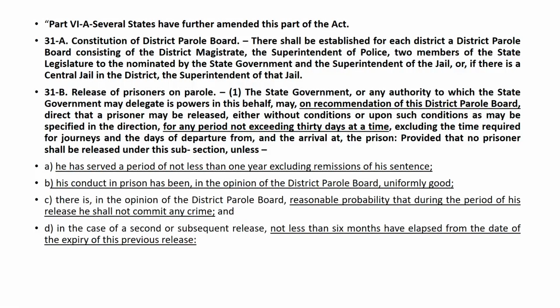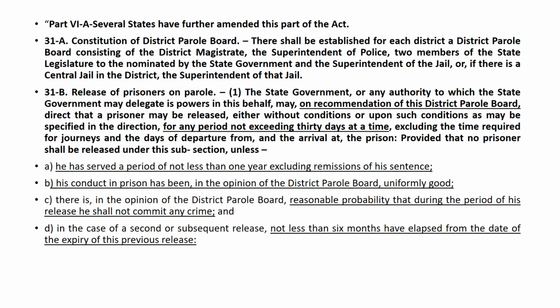And what is being stated here in section 31A is that there shall be established for each district a district parole board consisting of the district magistrate, superintendent of police, 2 members of the state legislature to be nominated by the state government, and the superintendent of jail, or if there is a central jail in the district, the superintendent of the jail. That means the district parole board is a statutory requirement under the Prisoners Act of 1900, and not only that, the establishment of a parole board itself will not serve the purpose unless sufficient powers are given for the release of such people on parole.